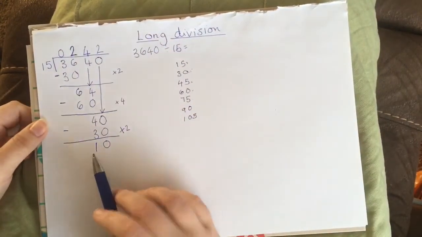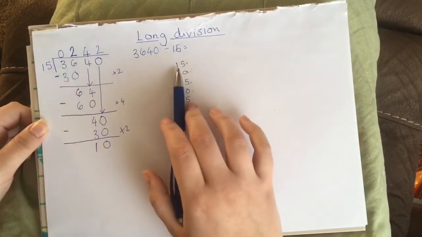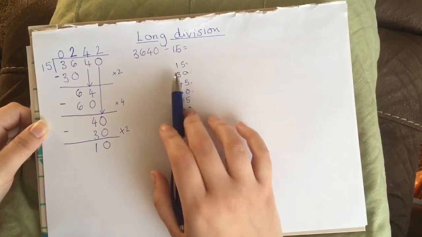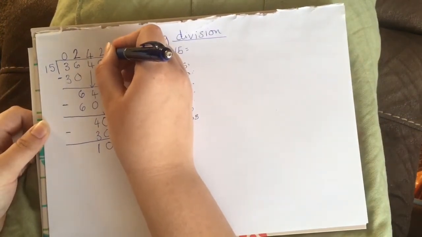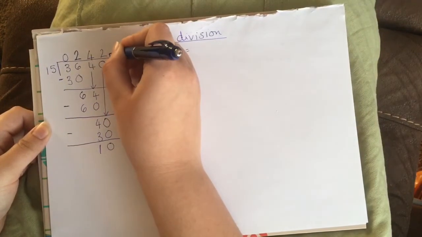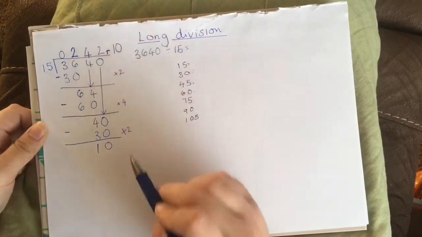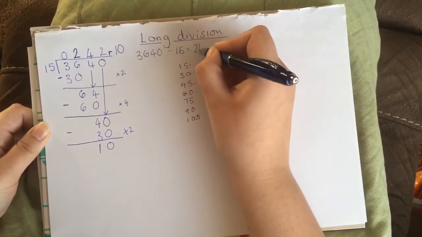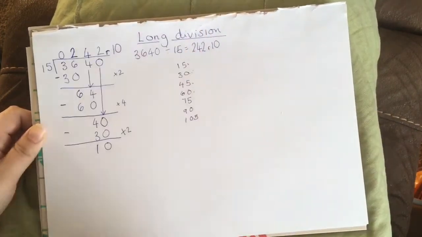Now, I have a look. I've got 10 left. I'm not going to have enough for 15. So what I do is I go up here and I do remainder 10. So the answer, 3,640 divided by 15 is 242, remainder 10.